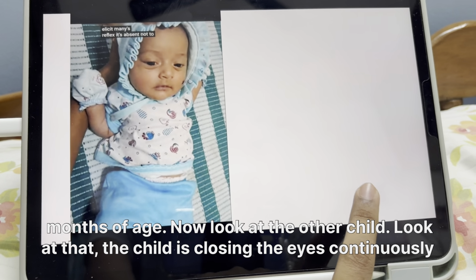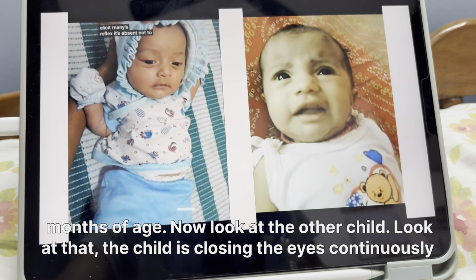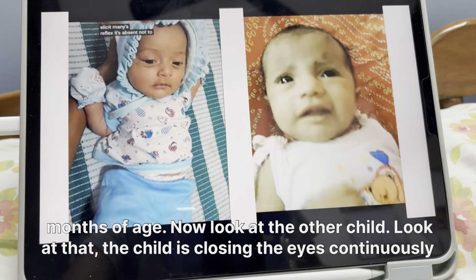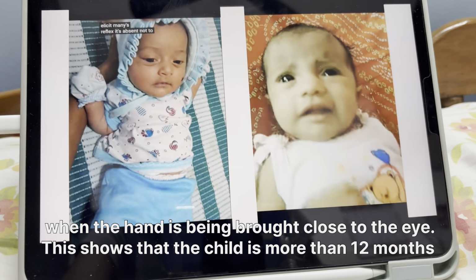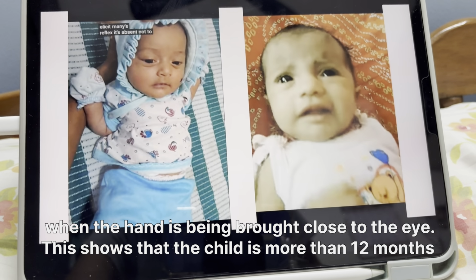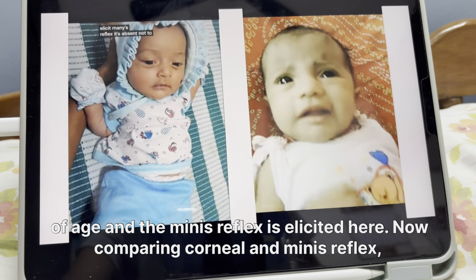Now look at the other child. Look at that. The child is closing the eyes continuously when the hand is being brought close to the eye. This shows that the child is more than 12 months of age and the Menace reflex is elicited here.